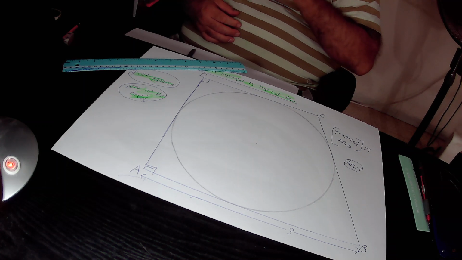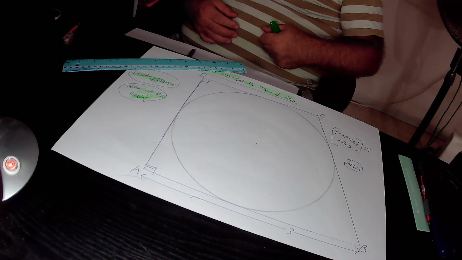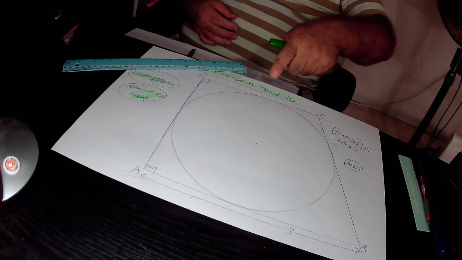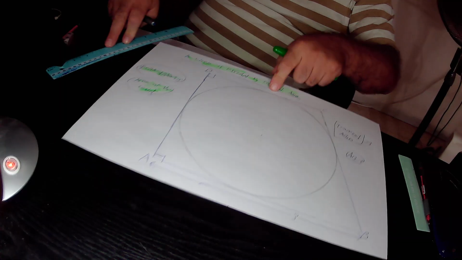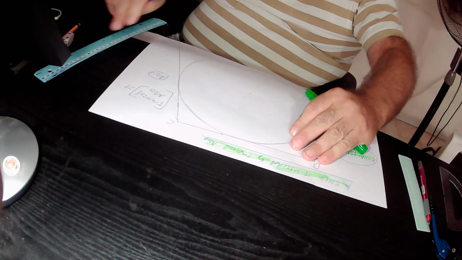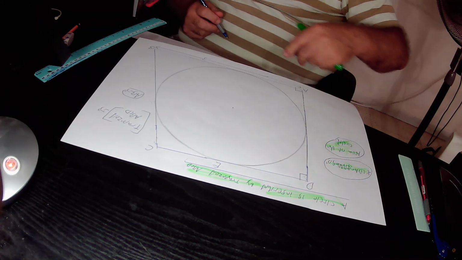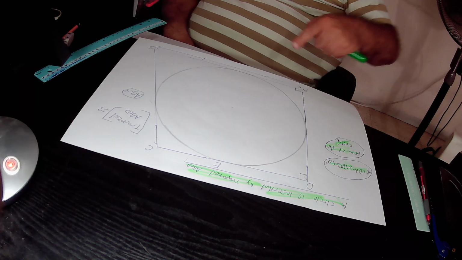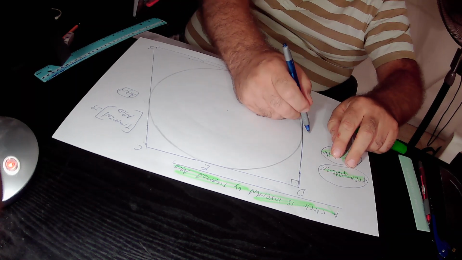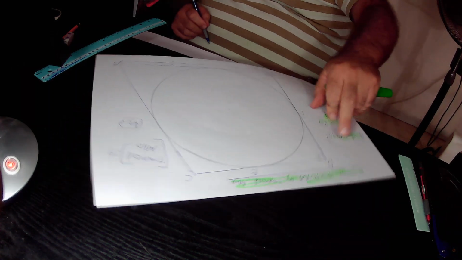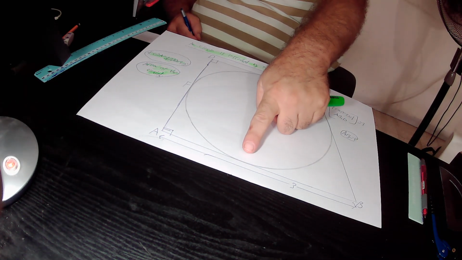So, first of all, we define the relevant points to this question with letters. We define the point of tangency of tangent DC with this circle. This point is point E. We define the point of tangency of tangent AD with this circle. This point is point F. And finally, we define the point of tangency of tangent AB with this circle. This point is point G.